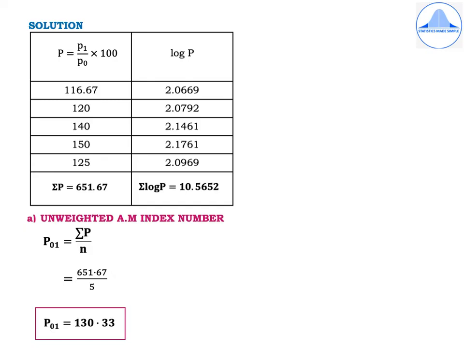So in the first subdivision, write unweighted arithmetic mean index number. The formula is P01 equal to summation P by N, which is 651.67 divided by, there are 5 items, and you get P01 equal to 130.33.